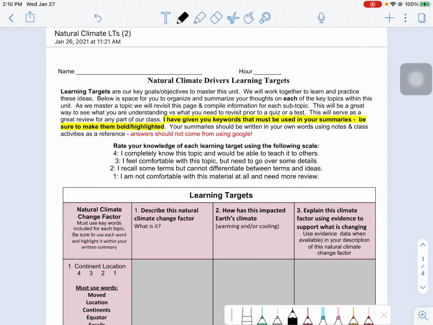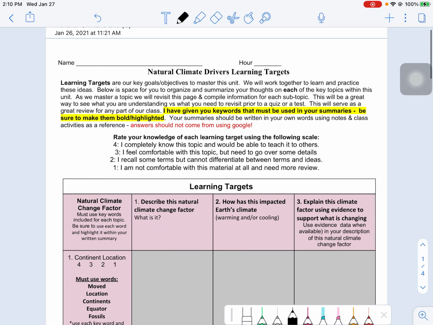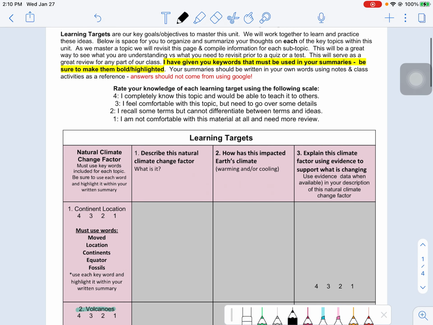All right, here we are checking out our natural climate driver learning targets. Remember, each driver has these 3 questions. So our first one here is continental location. So we want to say, what is it? What's the idea here? What's the impact to climate? And then how do we know? What's the evidence that says this is what happened?